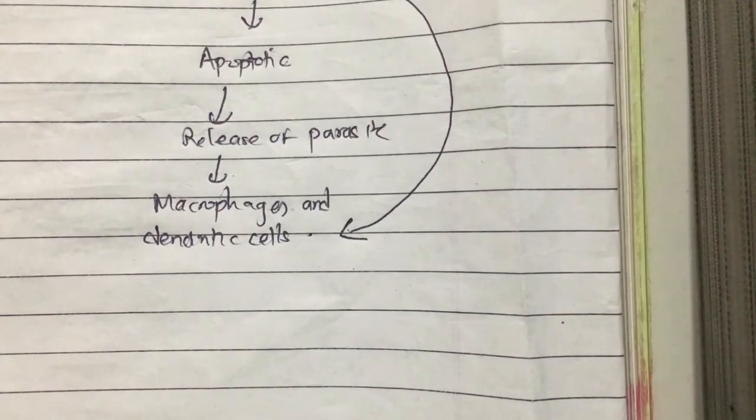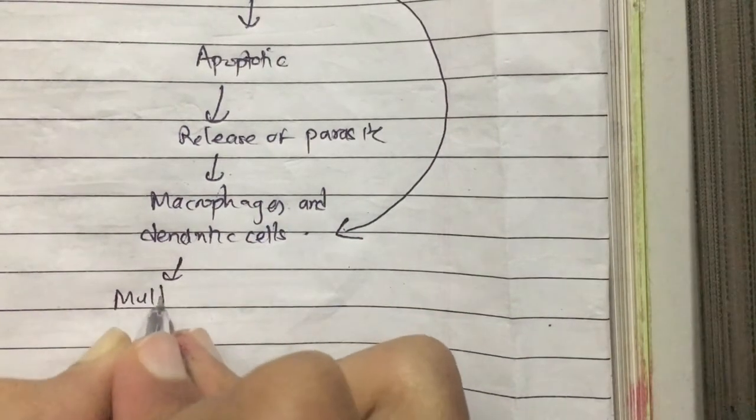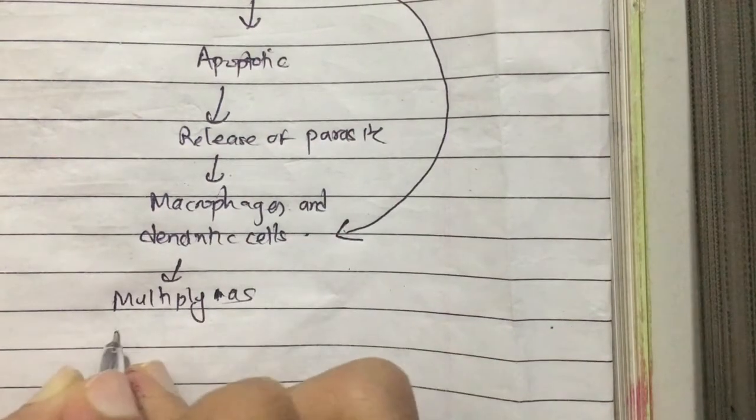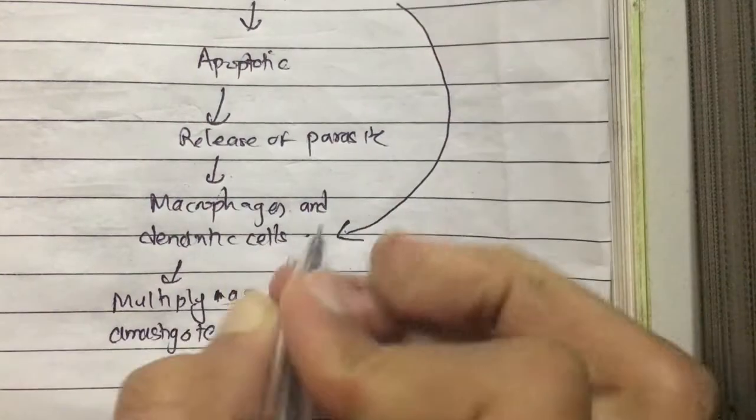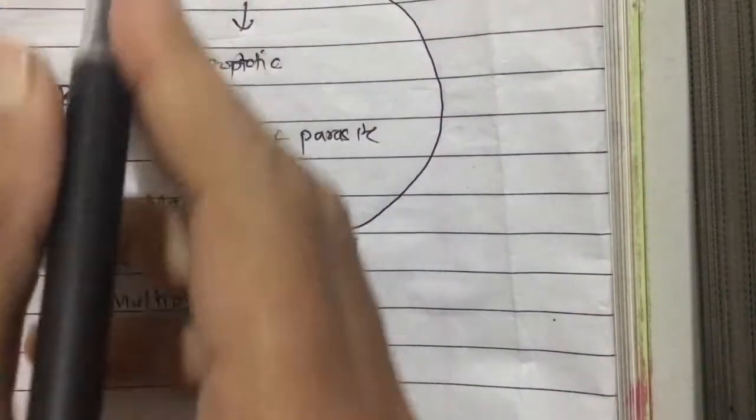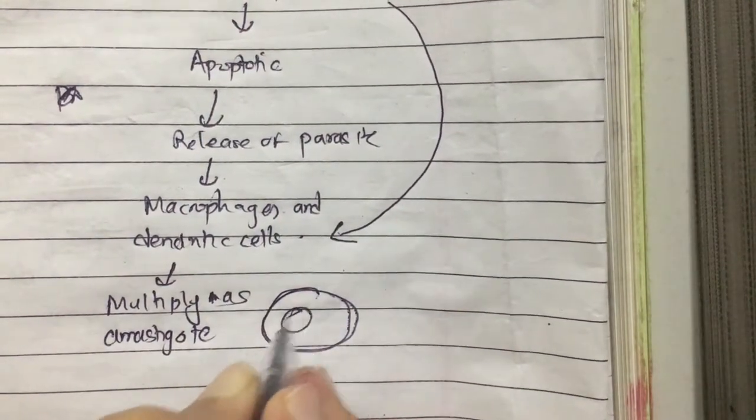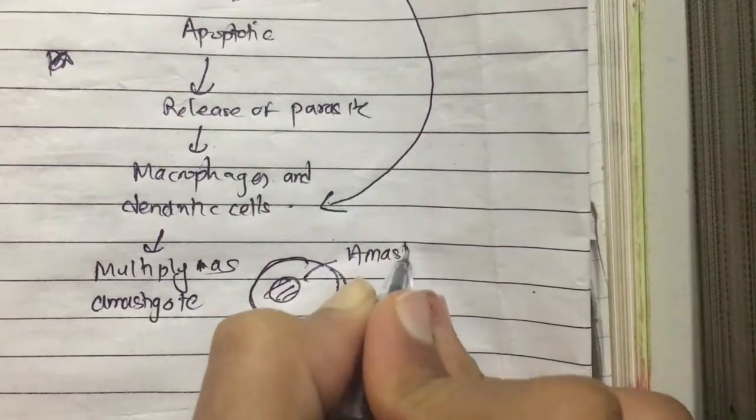Then what happens is the promastigote form, which is taken up by the macrophage and the dendritic cells, multiplies as amastigote form. They were previously promastigote form, which is an extracellular form, whereas when it enters into the macrophage cell, the intracellular form, it is now called the amastigote form.